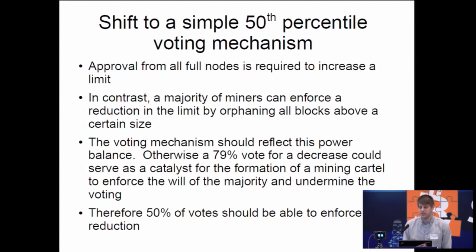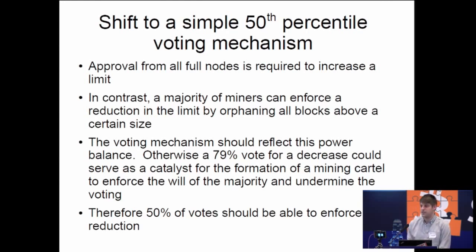And this is why I think that these voting mechanisms should always reflect this power balance. There's a proposal that requires 80% in order to decrease the limit, whereas I think it should always be 50%, because say 79% vote for a limit reduction and then no reduction occurs because it requires 80%. This is kind of like advertising that 79% of miners want the limit down, and I think this will serve as the catalyst for the formation of a cartel anyway.